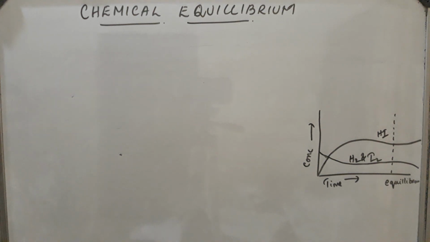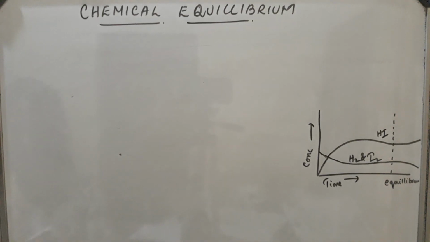Good morning. Today I am discussing chemical equilibrium. So what is chemical equilibrium? In a chemical reaction which is reversible, if the rate of forward reaction becomes equal to the rate of backward reaction, then the reaction is said to be in equilibrium.